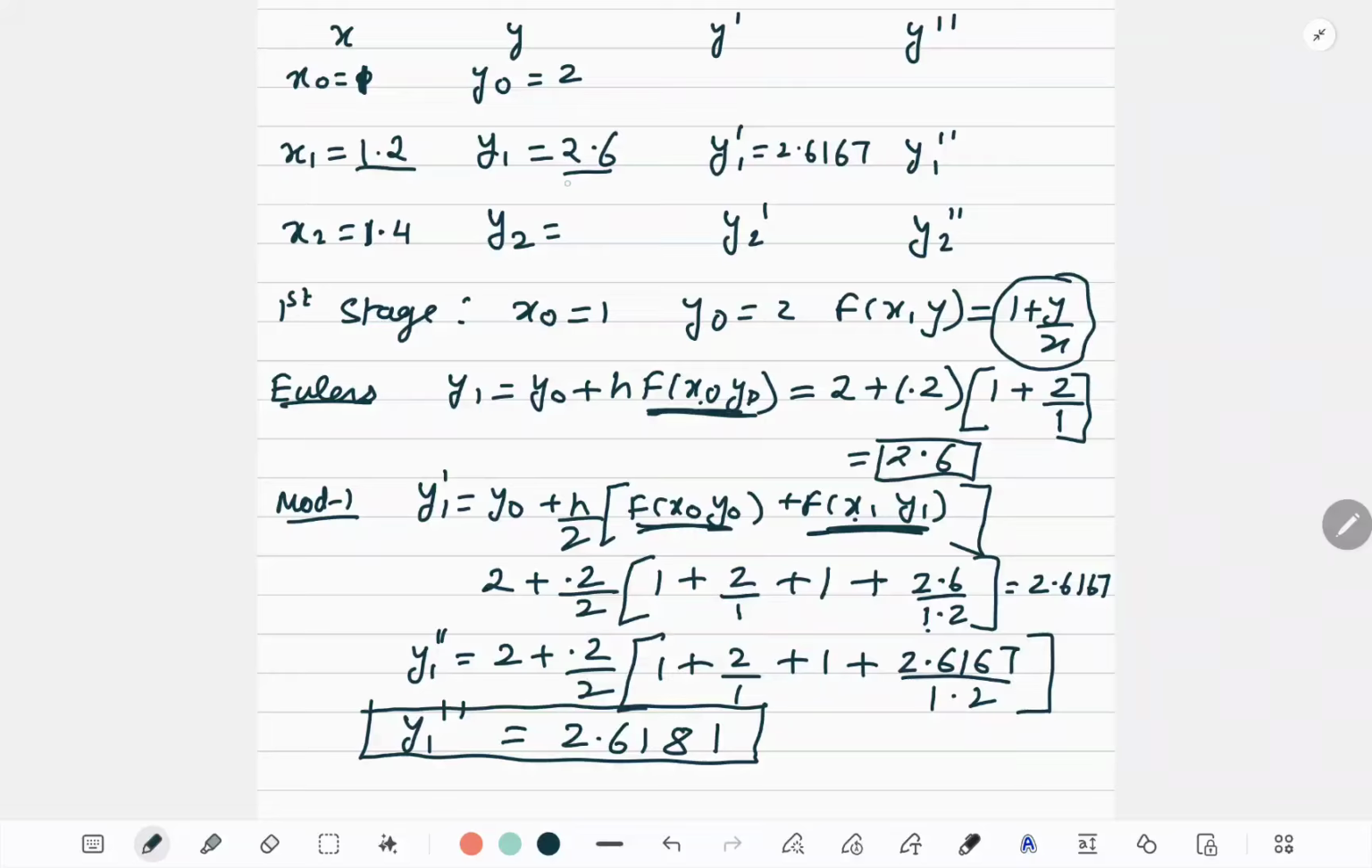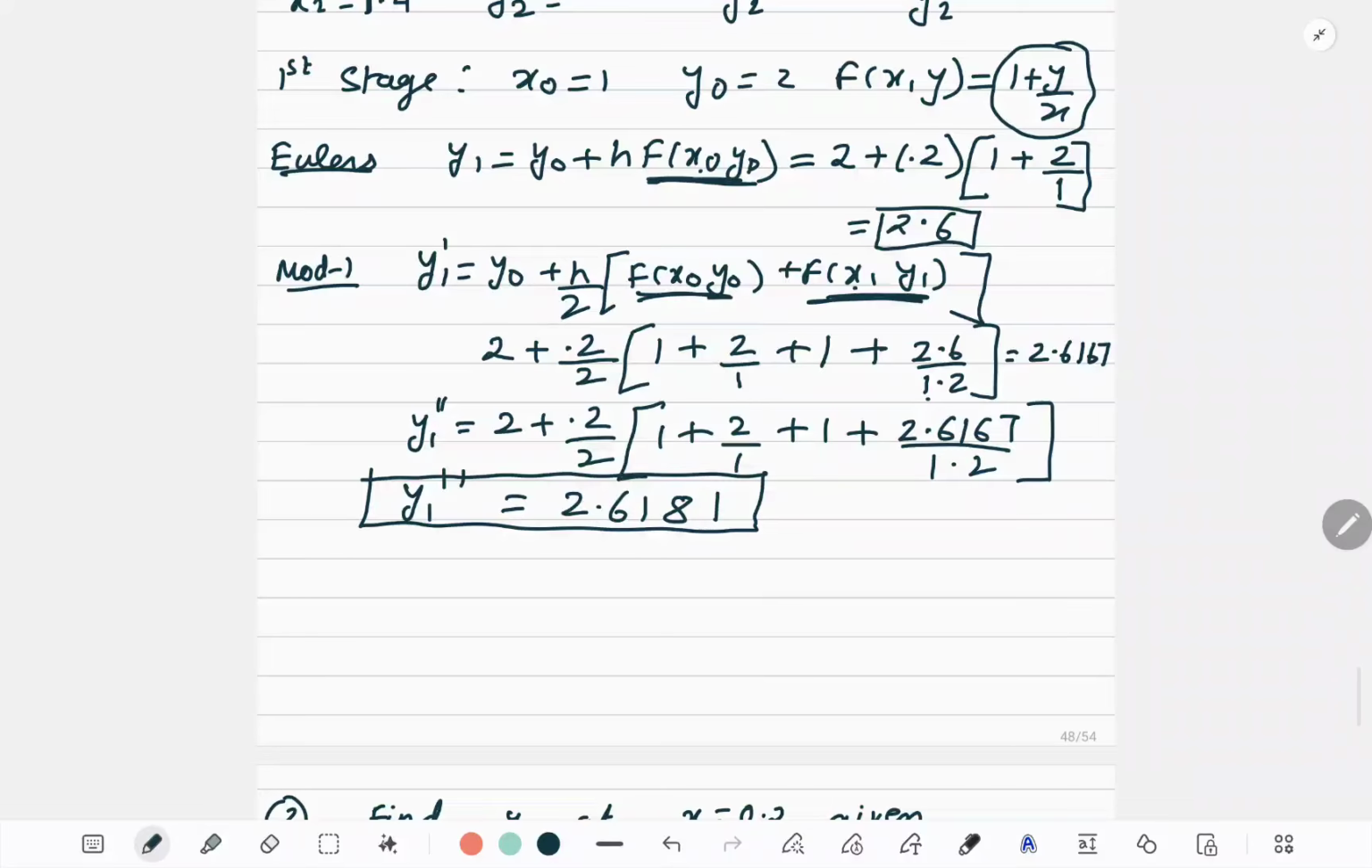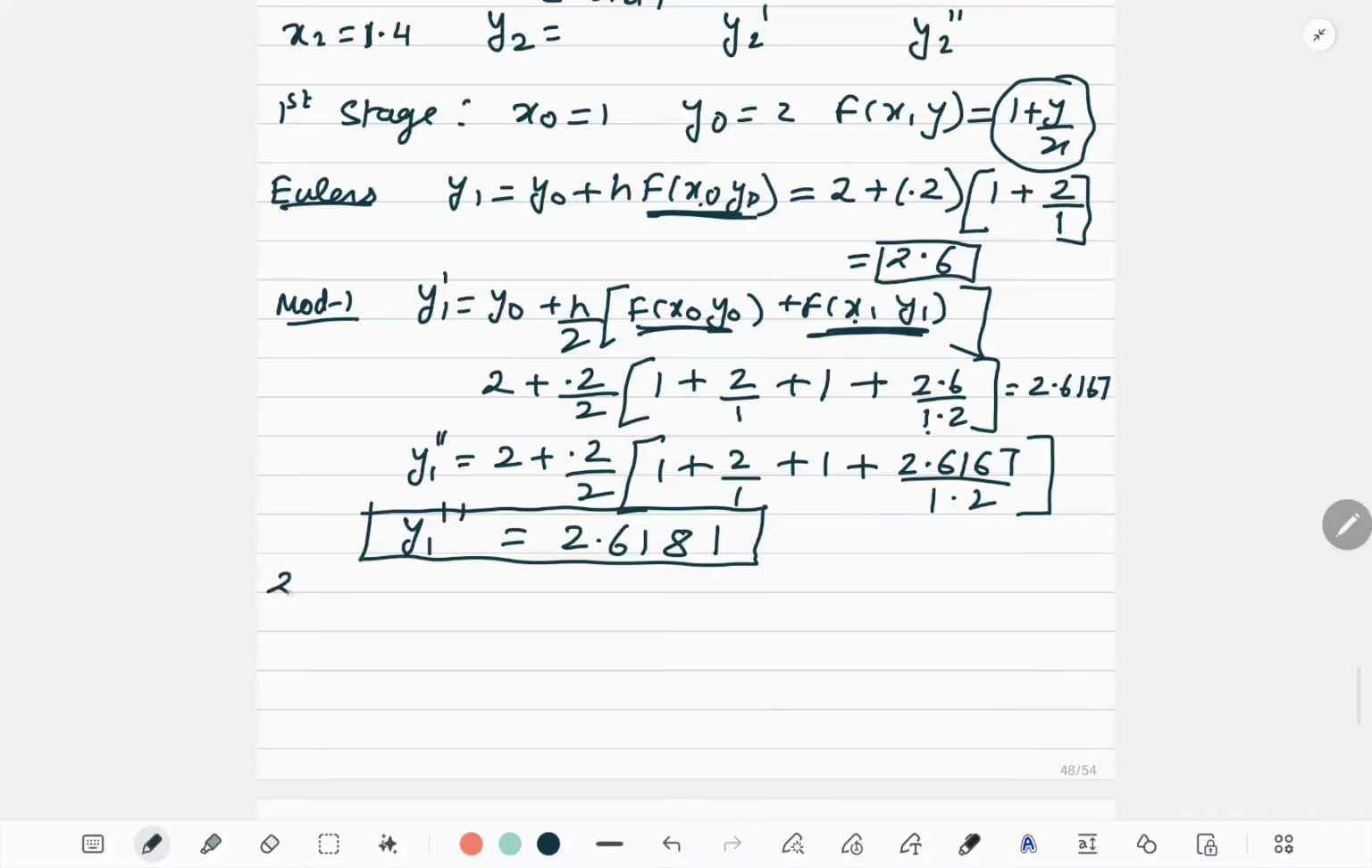Right. So my modified value of y1 is 2.6181. Right. Now I will go to the second stage. So when you are doing the second stage, what is your x1? x1 is equal to 1.2. y1 is equal to 2.6181. Obviously the function remains the same. So what is the formula now?